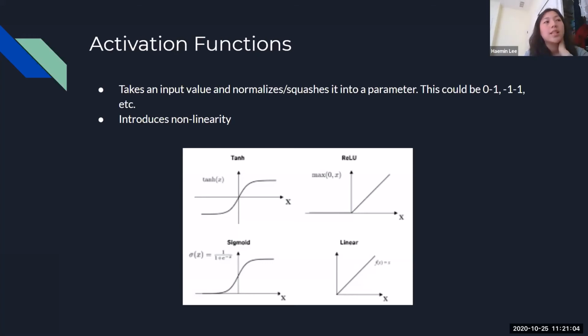Reason number two is that it introduces nonlinearity. All of the multiplication and the addition have been very linear, and real life models aren't quite linear. They don't look like straight lines all the time. And so with this, it introduces some sort of non-linearity.